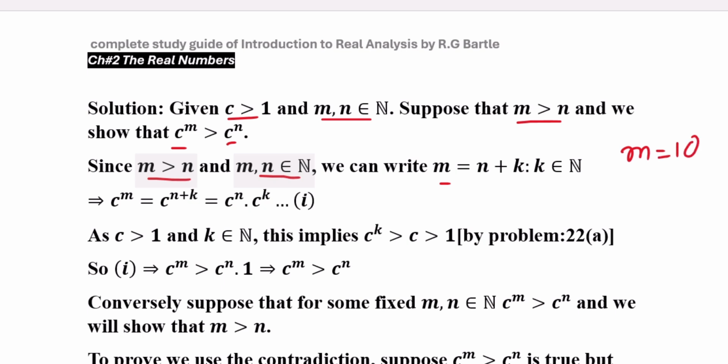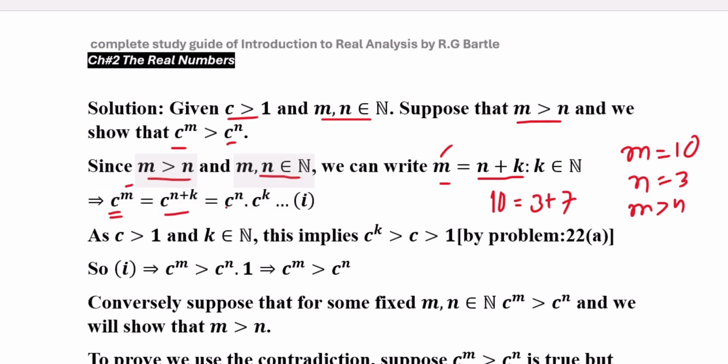Suppose my m is 10 and my n is 3, then m is greater than n here. Now you can write 10 is equal to 3 plus k, where k is 7. So the larger number can be written as the sum of two positive integers, n plus k. So c raised to power m is equal to c raised to power n plus k, by substituting m equal to n plus k.